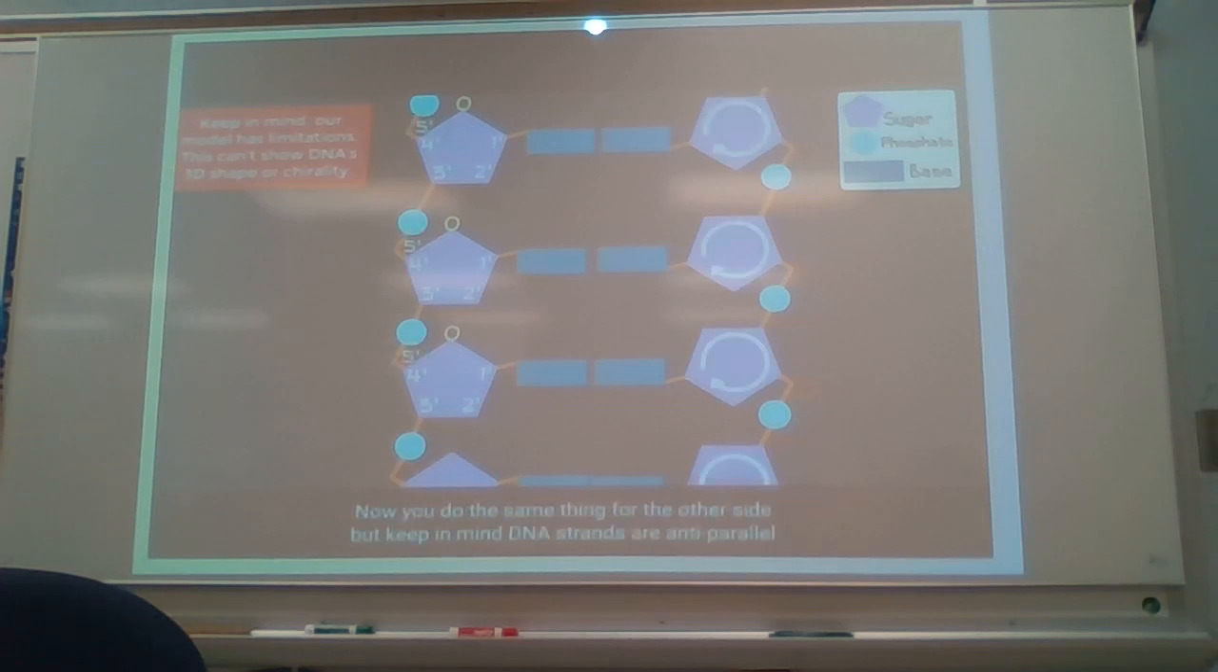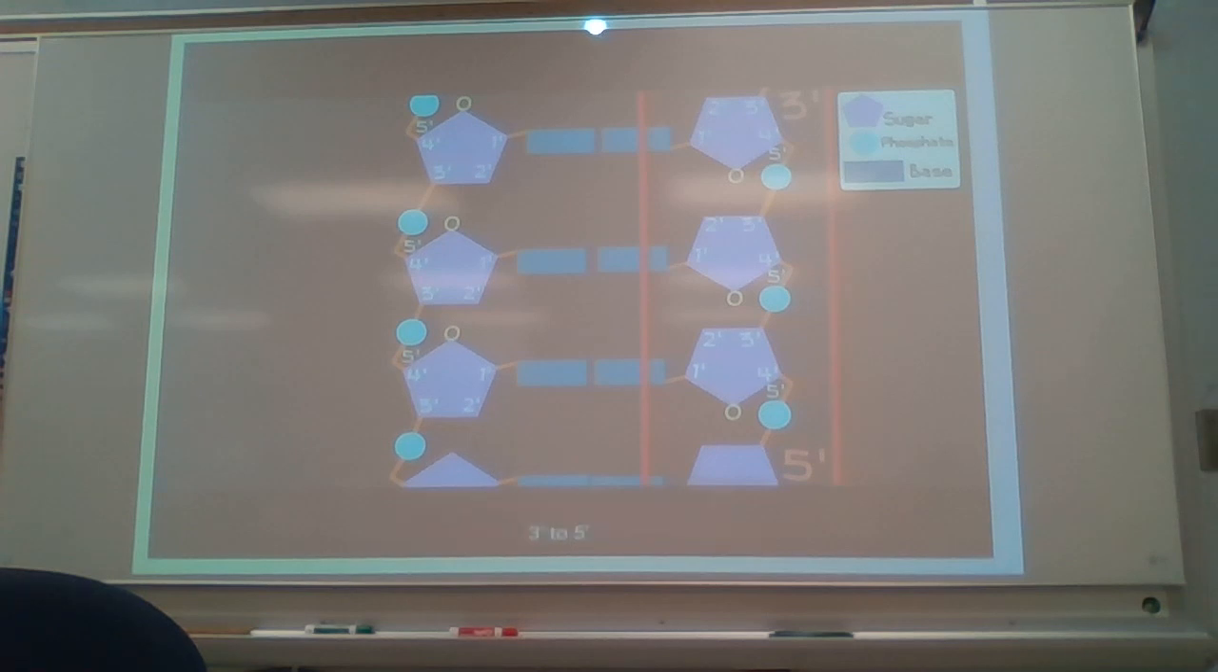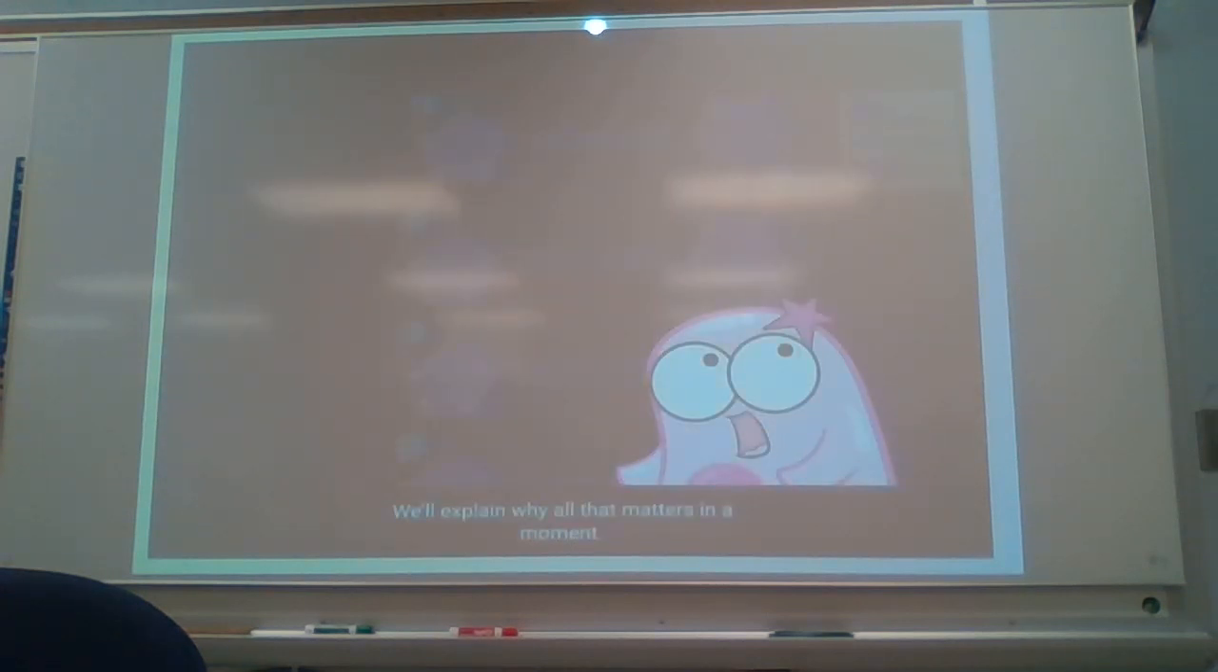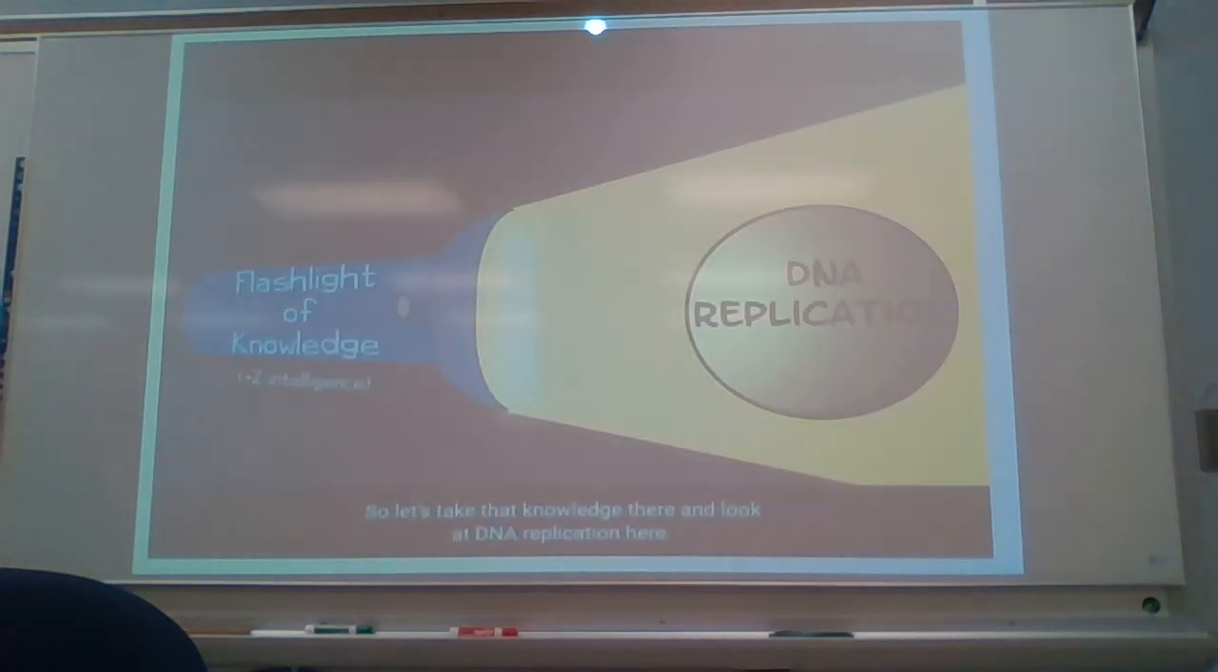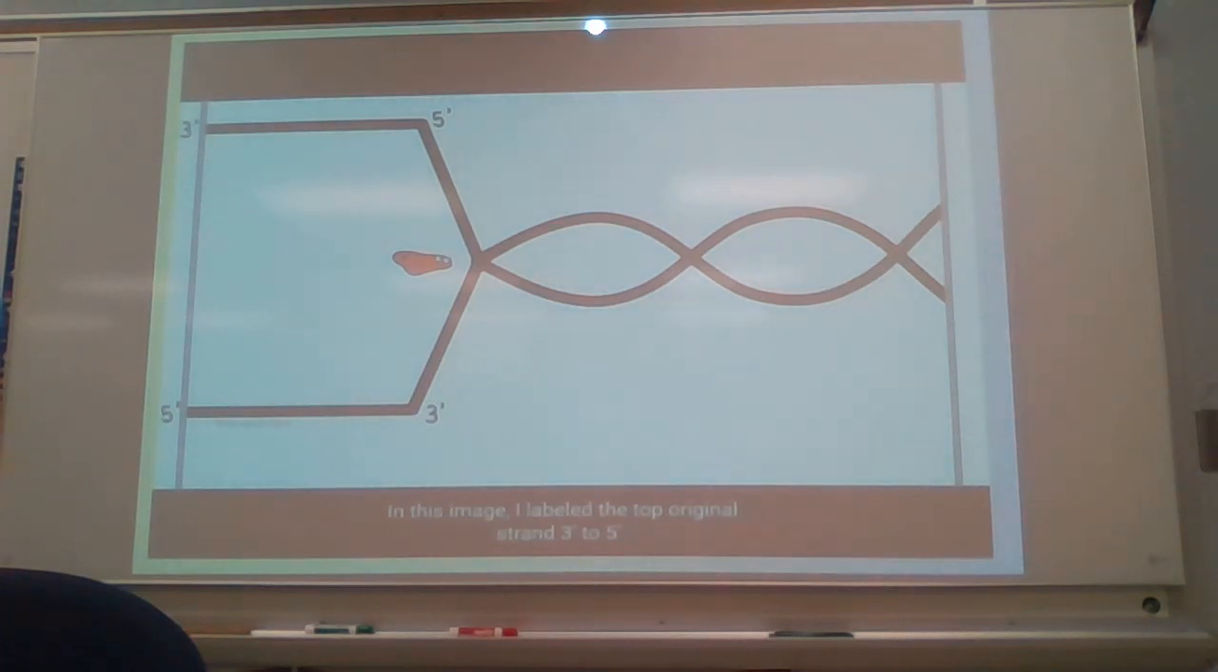Now, you do the same thing for the other side, but keep in mind DNA strands are anti-parallel to each other. So let's count these. Again, clockwise after the oxygen. 1', 2', 3', 4', 5'. And the 5' is out of this ring. This strand on the left runs 5' to 3'. And the strand here on the right runs 3' to 5'. We'll explain why all that matters in a moment. So let's take that knowledge there and look at DNA replication here. In this image, I labeled the top original strand 3' to 5'.